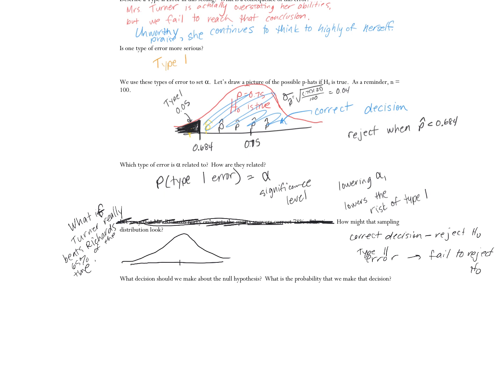But now, so this is HA is true. My mean would be 0.65 instead. Okay. Well, my standard deviation is going to be the square root of 0.65 times 0.35, all over 100.